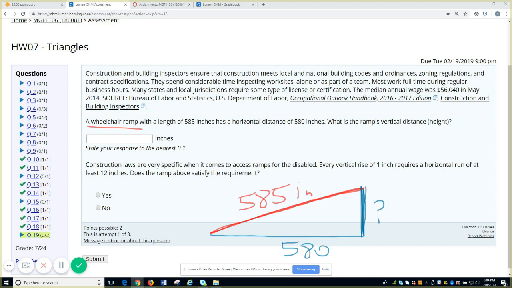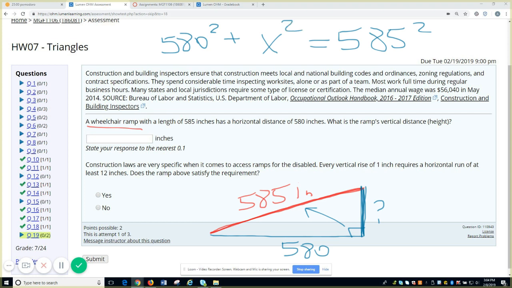All right, and so we are assuming that the horizontal distance and the vertical distance form a 90-degree angle, and therefore we can use the Pythagorean theorem to find it. And because the side length of this triangle, 585, is the one that's across from the 90-degree angle, that's my C, my hypotenuse. I'm going to place it by itself on one side, and then 580 squared plus the unknown distance are going to be on the other side of the equation. All right, so now I'm going to solve for x.